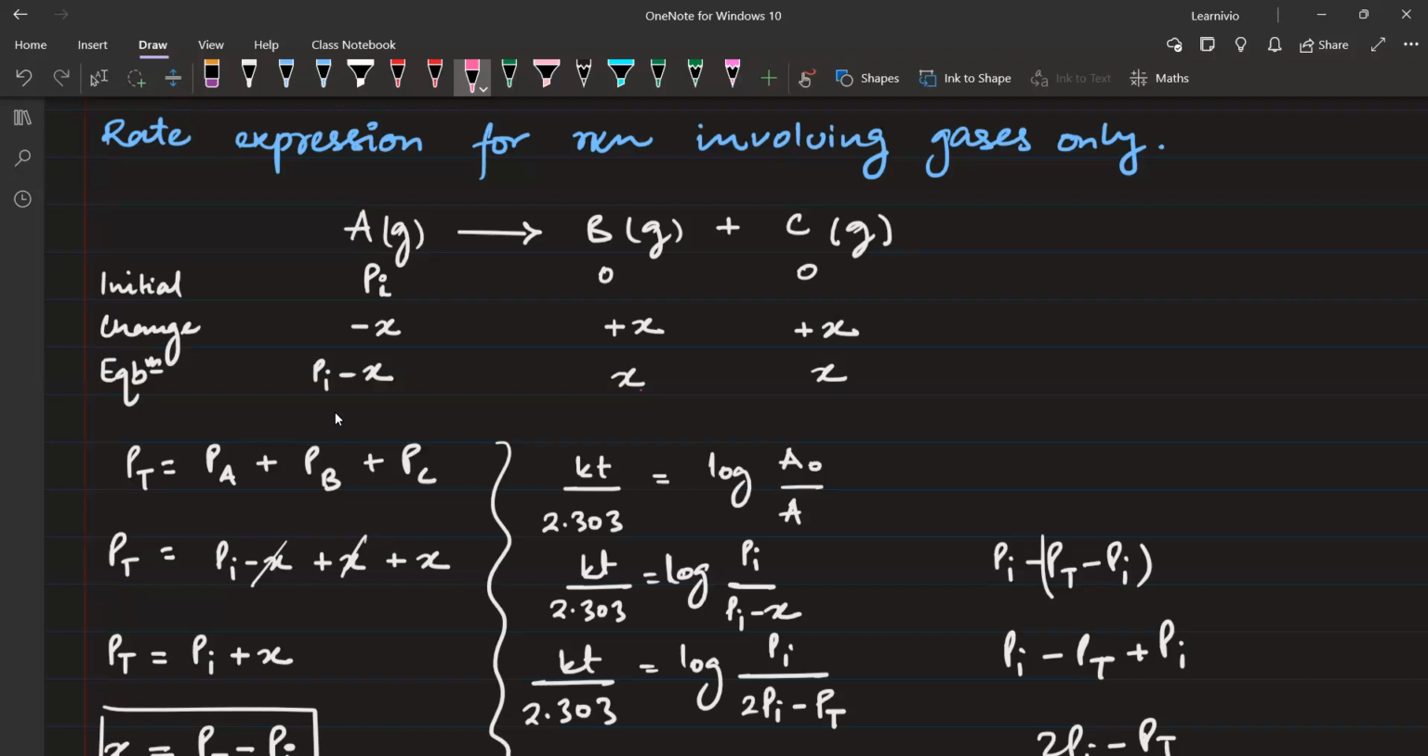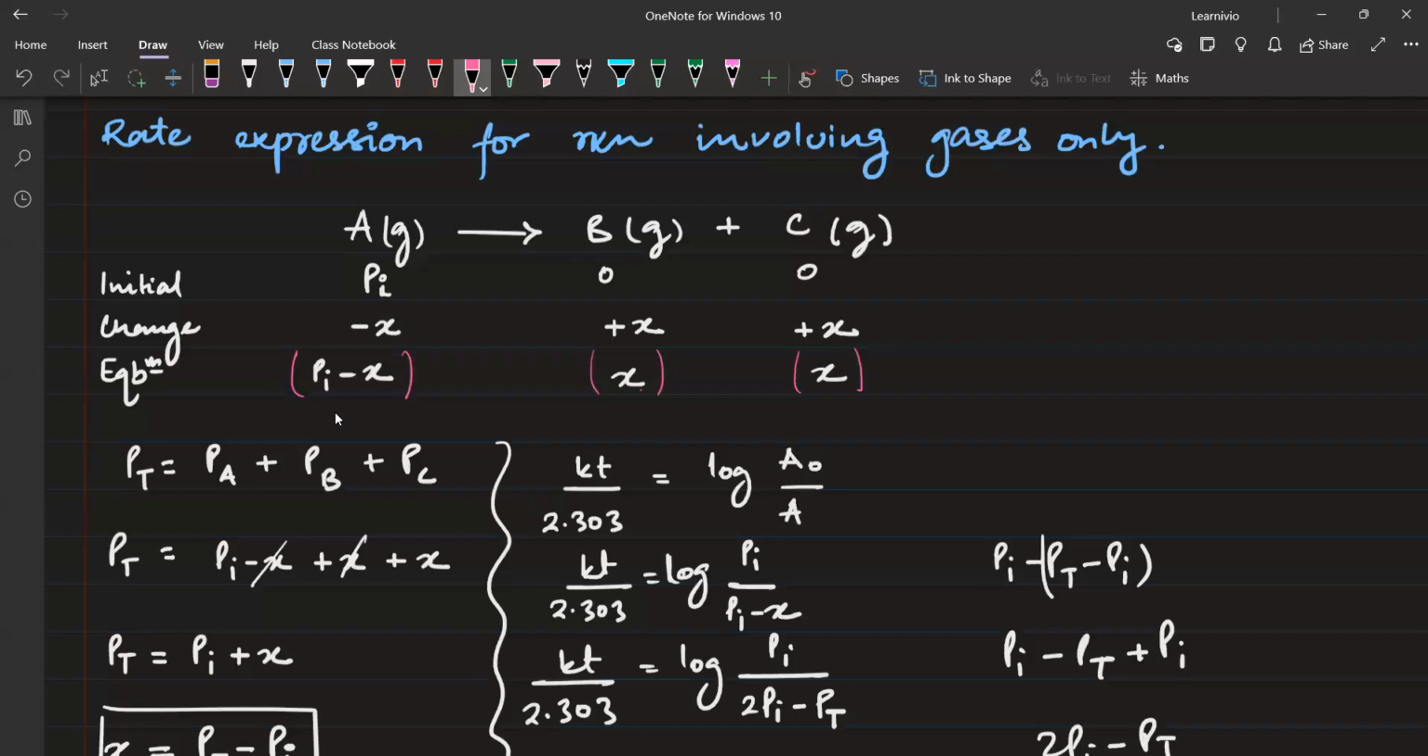So at equilibrium, what will happen? The pressure due to A will be Pi minus X, क्योंकि Pi तो इनिशियल प्रेशर था, उसमें से जो कुछ रिएक्ट हुआ होगा वो घटा दीजिए आप, तो Pi minus X हो जाएगा. The pressure due to B will be X because that much amount of B is made, and C will also be X because that much amount of C is made. अब ध्यान से सुनिएगा जरा. We can only measure the initial pressure which will be a constant and total pressure which will be a constant. बीच में तो सारी चीजें चेंज हो रही होंगी, कम हो रहा होगा, ज्यादा हो रहा होगा. We cannot really know what is the value of X.